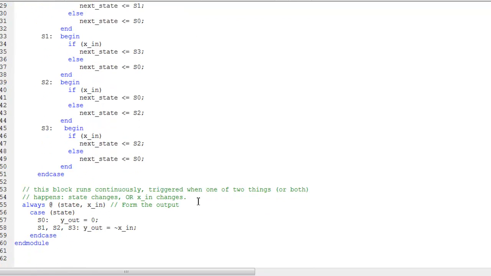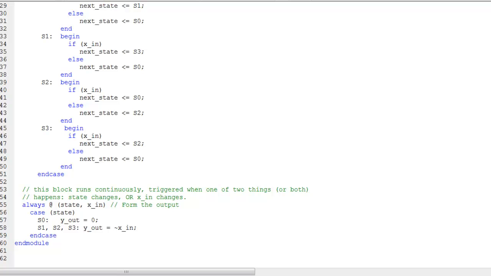The third always block has the same conditions, when state or the X input changes. We have another case statement here, but this is all about the output, the combinational logic which indicates the output. Here, if we're in state S0, the Y output is going to be 0. In any other state, the Y output is going to be the complement of the X input. So these three always blocks, which execute in parallel and are triggered using different conditions, implement the circuit we had seen in the previous diagrams.